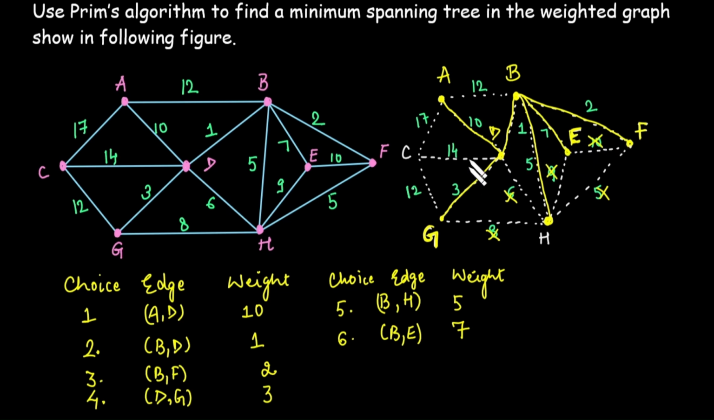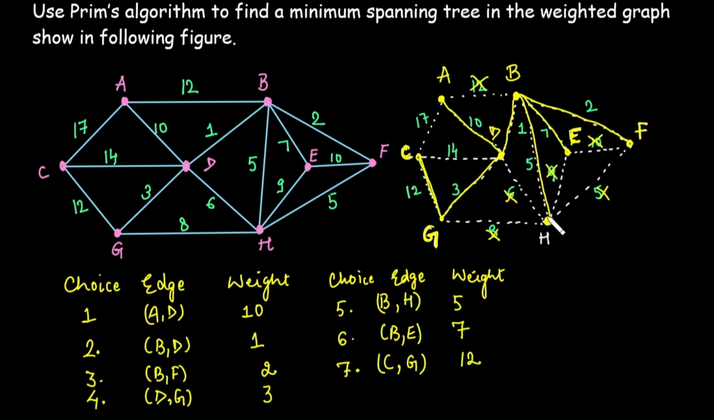The next minimum weight we have is 12. One is between A to B, another is C to G. If we include the edge A to B, it is creating a circuit. Again we can discard this. Can we include the edge CG? Yes, because it is not creating a circuit. Our seventh choice in this case is the edge CG with the weight 12.